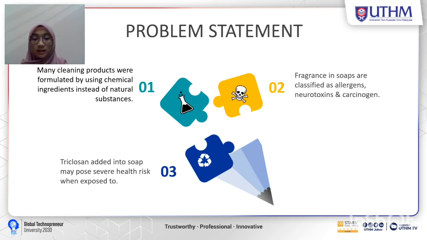And lastly, triclosan, which is added into the soap, may pose a severe health risk when exposed to. Triclosan is actually an antimicrobial chemical, which is usually added into soaps. The drawback of using this chemical is that it will enhance the formation and the proliferation of bacteria that are resistant to antimicrobial cleansers. Therefore, as an alternative, herbal soap containing herbal plant extracts with antimicrobial properties is suggested.